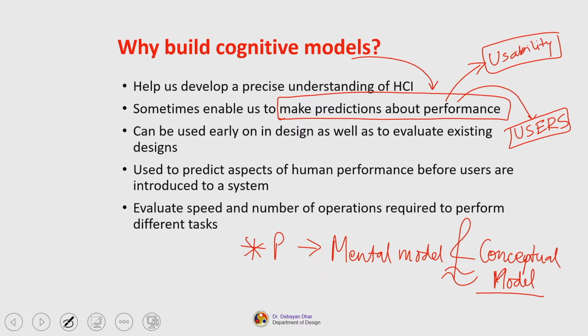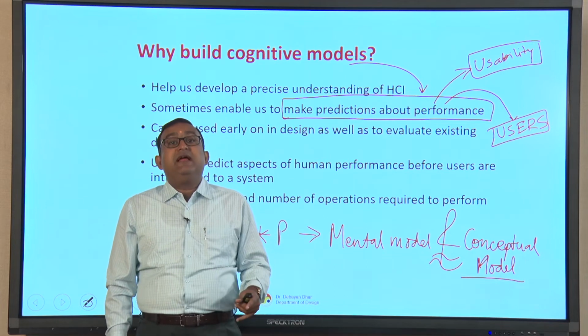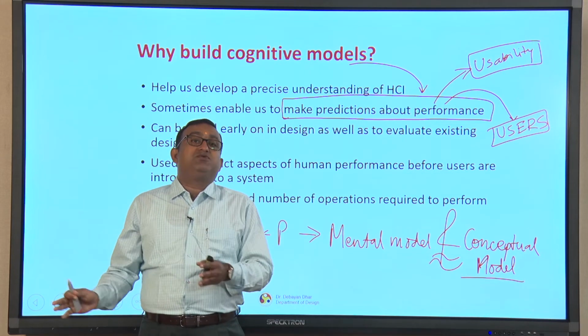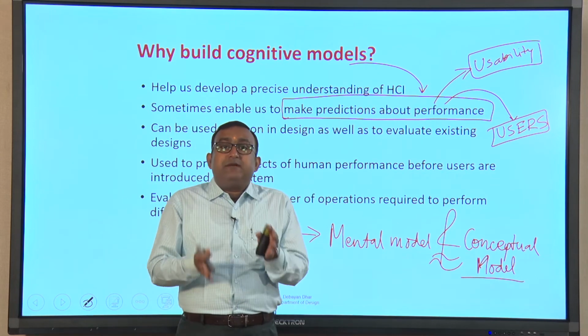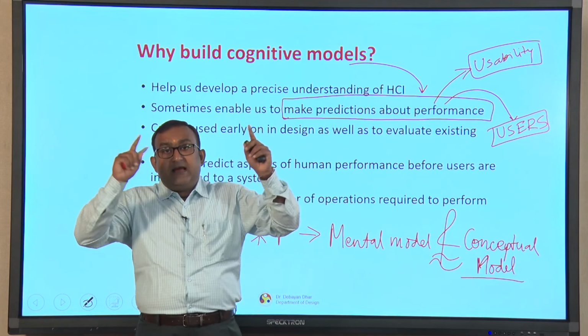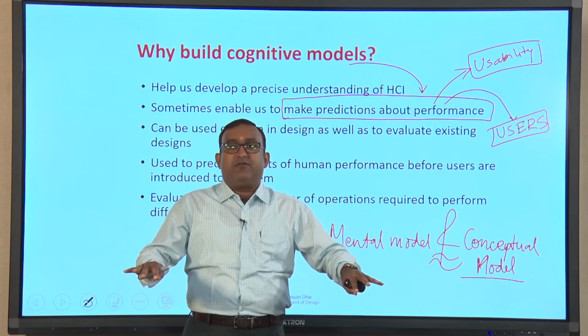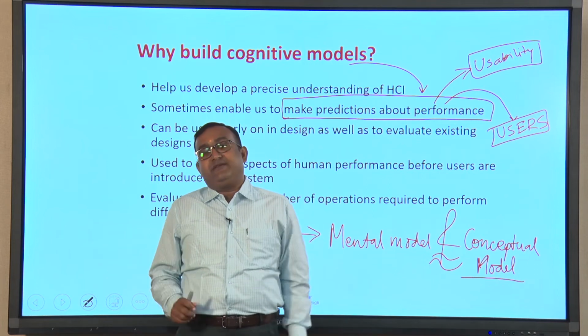Seldom does this happen, because it is very tricky, or very hard, to have the conceptual model of the product be exactly similar to the mental model of the user, or to represent the mental model of the user in its completeness as the conceptual model of the product. And therefore the performance gets affected, and once the performance gets affected, the idea of usability from the perspective of the user and the actual performance of the user also get affected.